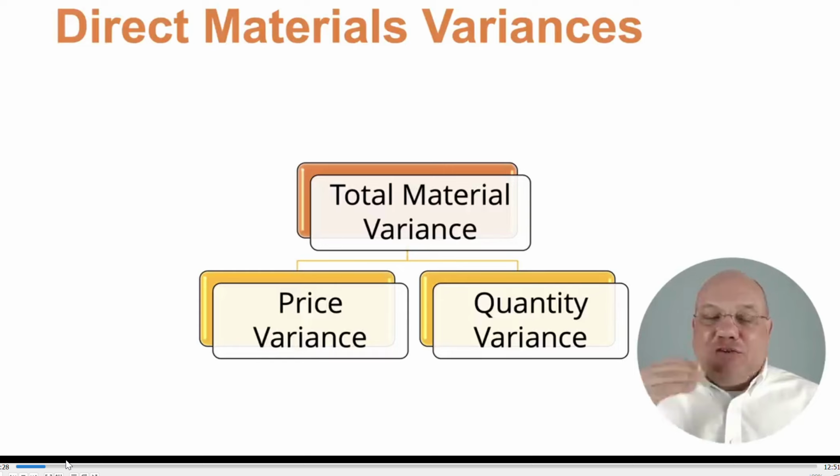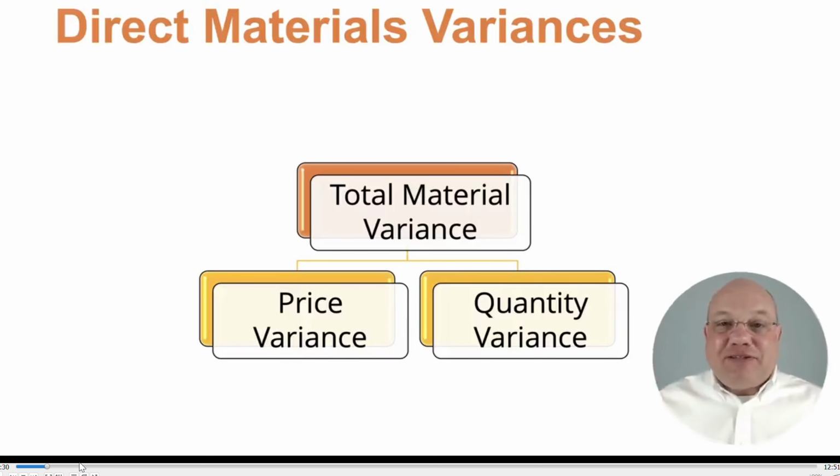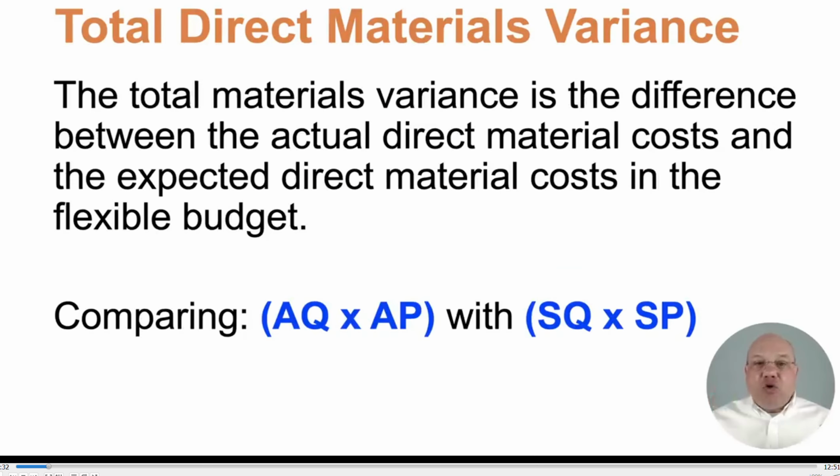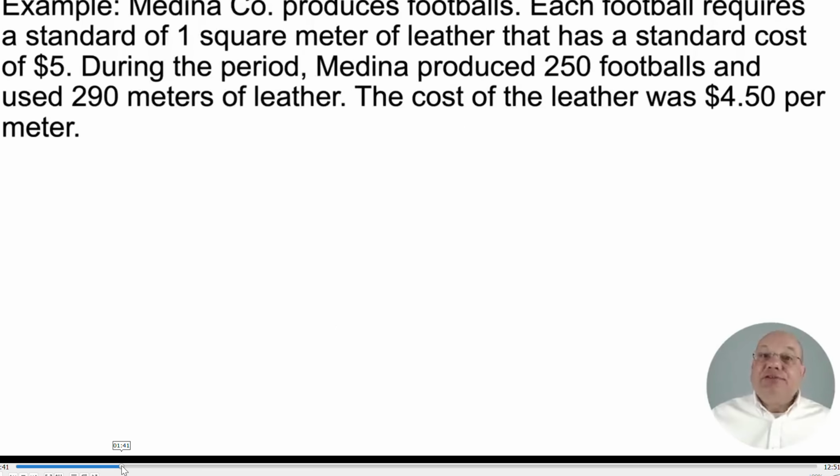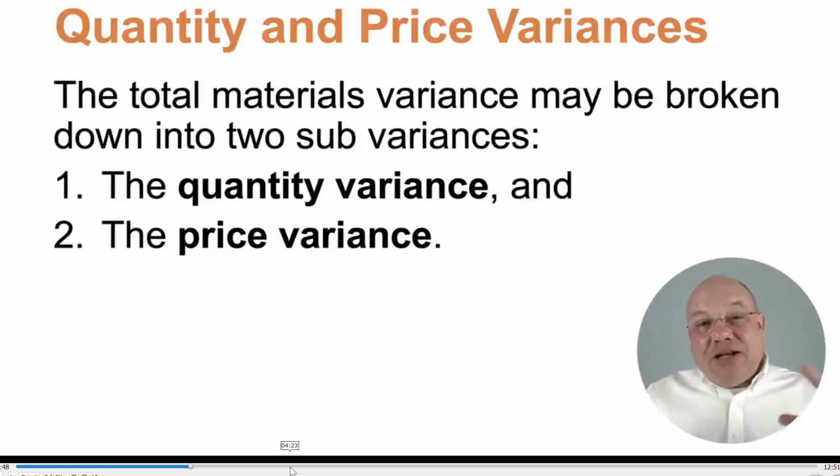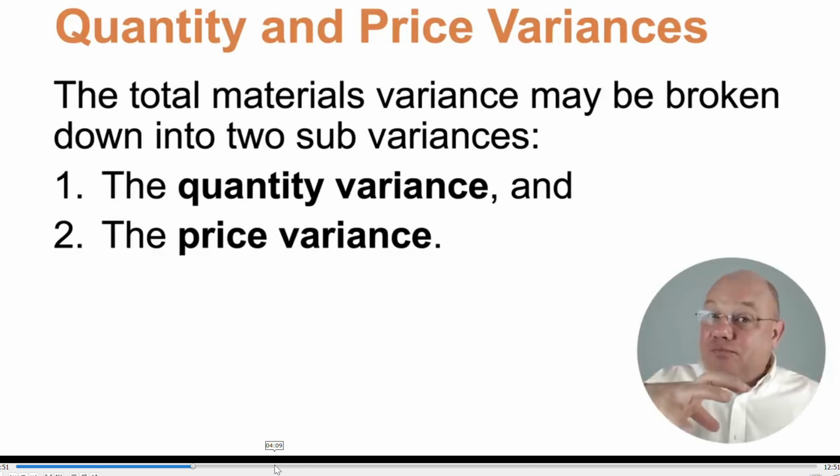The formulas are not difficult. And again, after you do a few of them, it'll be second nature to you. But we start with the total direct materials variance. So they used too much leather. But see how much of that difference was a function of price.